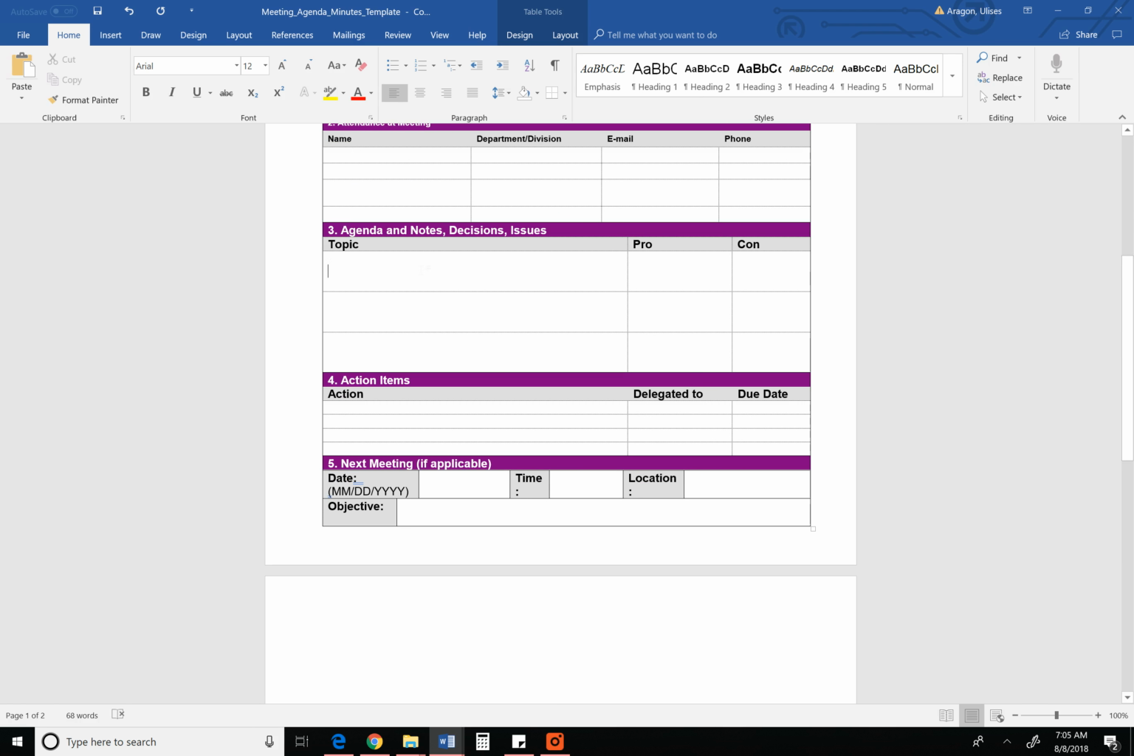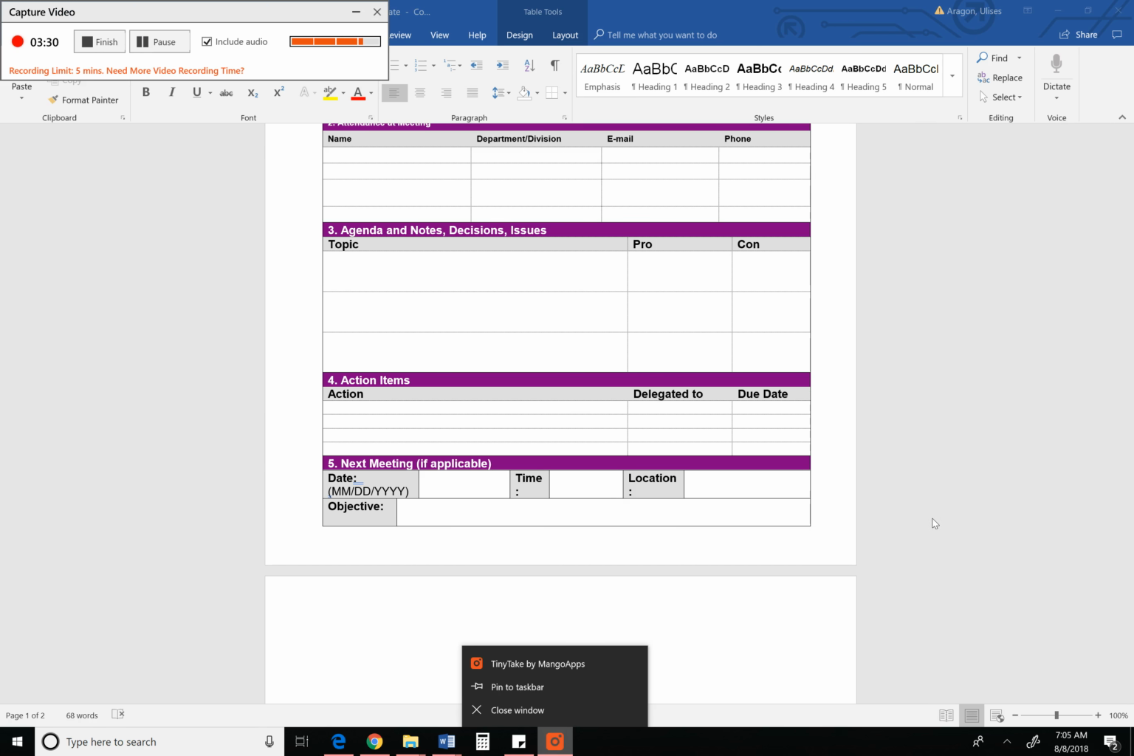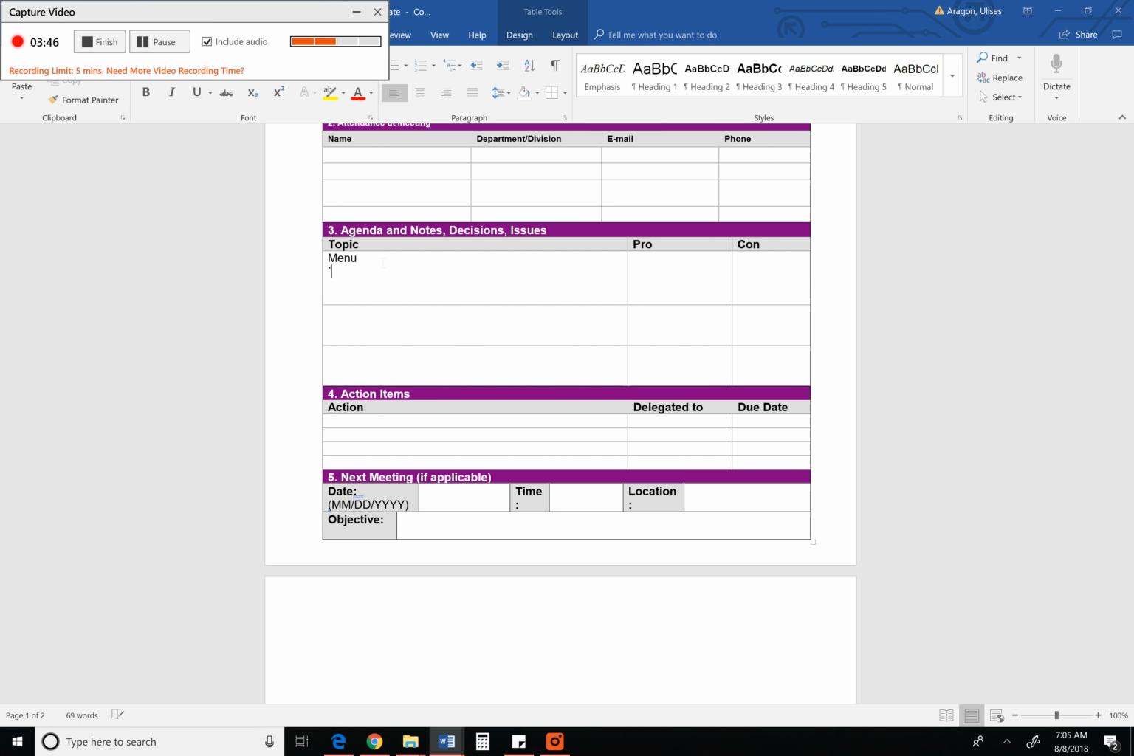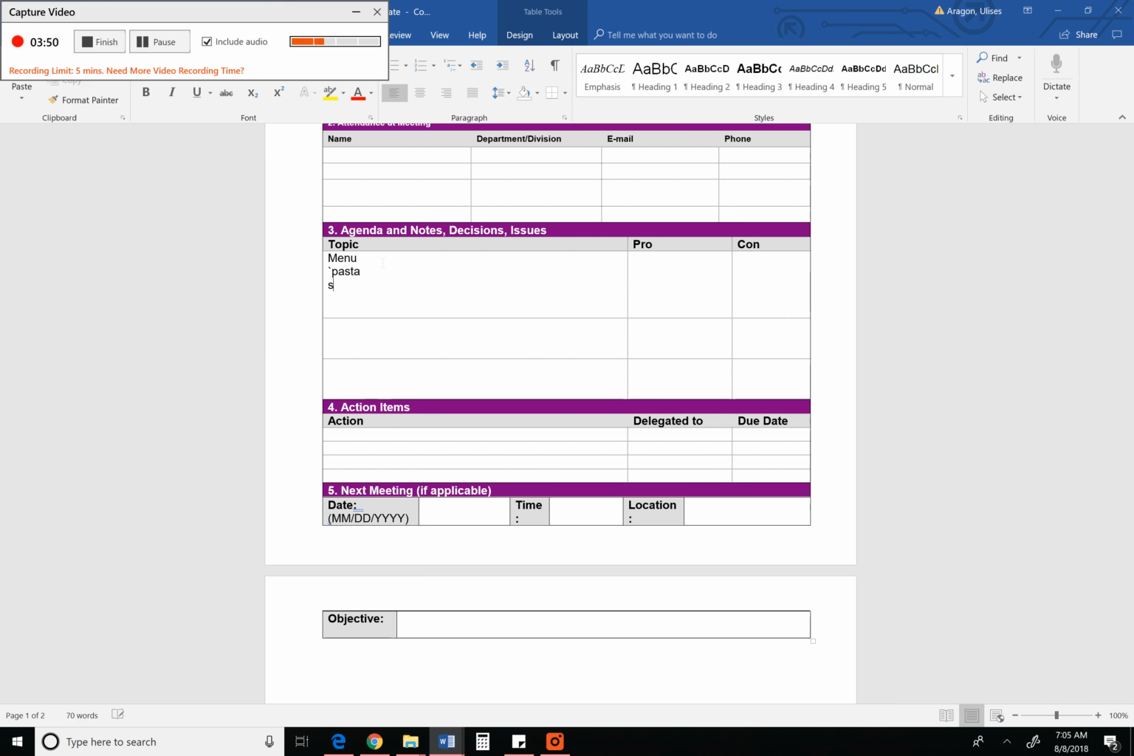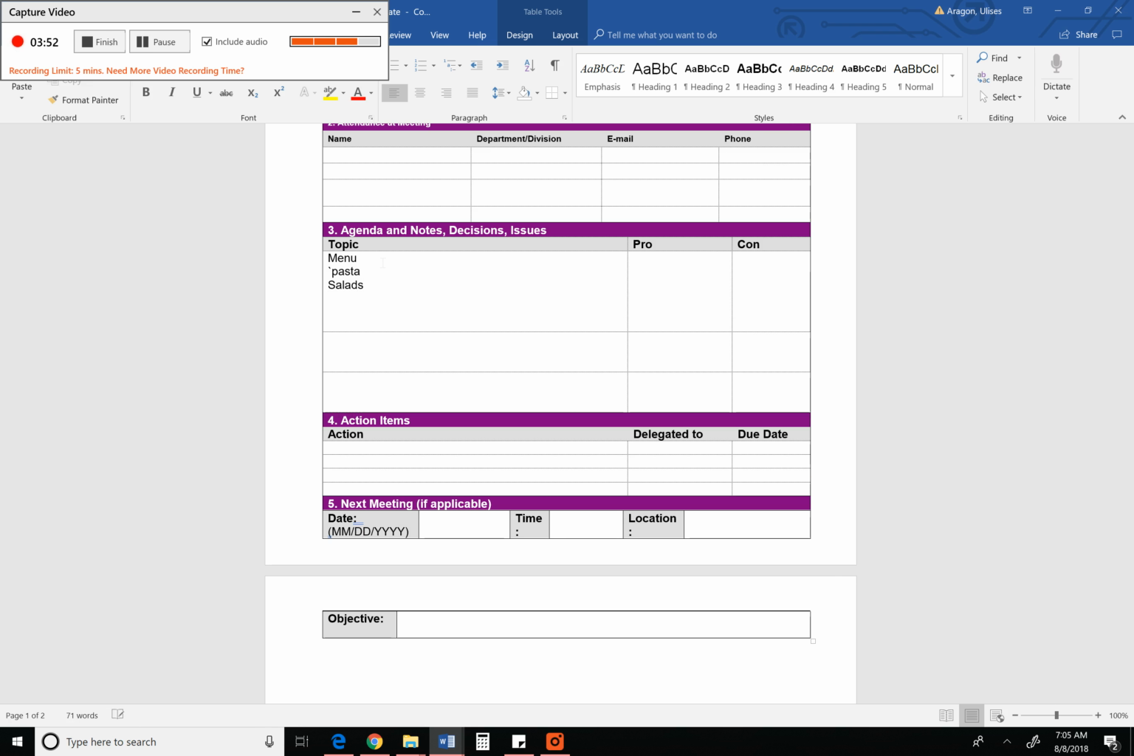Here we go. So as far as the agenda, notes, decisions, and issues, this is a loose format for you. Ultimately, you get to discuss, hey, what are we going to talk about? This is where you collaborate and discuss, and then you write down your final meeting notes here. And so we talked about the menu. Something that we discussed was doing pasta, doing salads, and then doing homemade desserts.